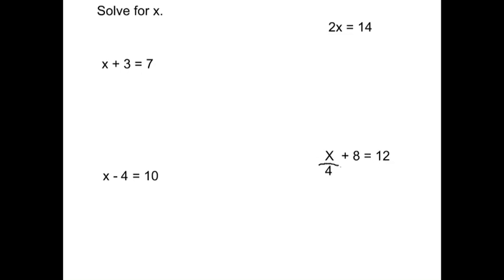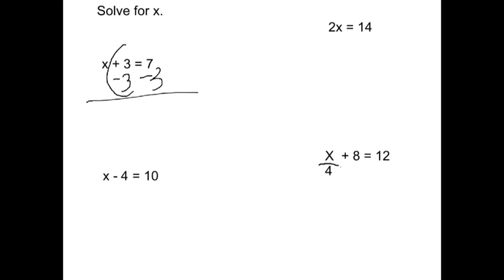Because this is an addition equation, you're going to do the inverse operation, and the inverse operation of addition is subtraction. Your goal is to get x by itself. What's being done to x right now is 3 is being added to x. So you're going to do the inverse operation of plus 3, which is minus 3, and you're going to do that to both sides of the equation.